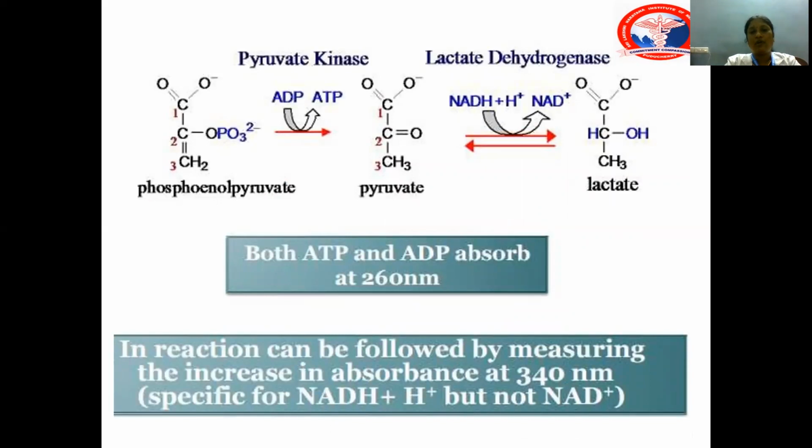So by this way, we can measure the amount of isocitrate. Similarly, phosphoenolpyruvate to pyruvate conversion and pyruvate to lactate conversion are brought about by the enzymes pyruvate kinase and lactate dehydrogenase respectively. Here, both ATP and ADP will absorb light at 260 nanometer in the first reaction, so we could not easily differentiate. So this reaction will be followed by pyruvate to lactate conversion, where there will be a big change in absorbance at 340 nanometer, which is specific for NADH. Upon pyruvate to lactate conversion, there will be a decrease in absorbance.